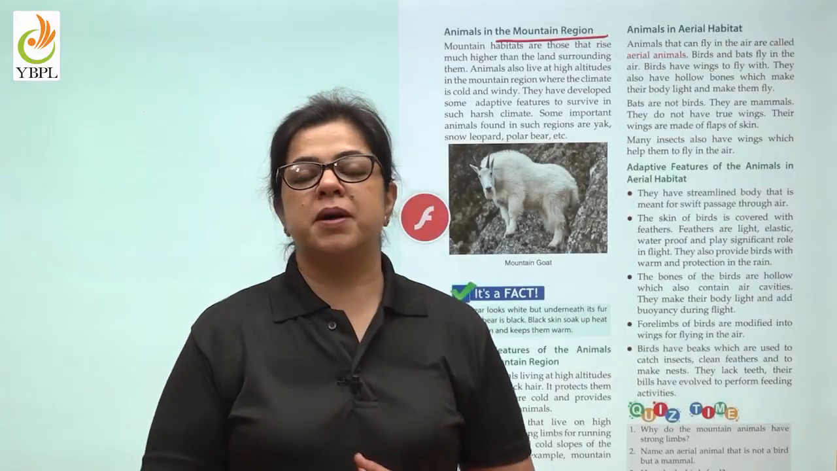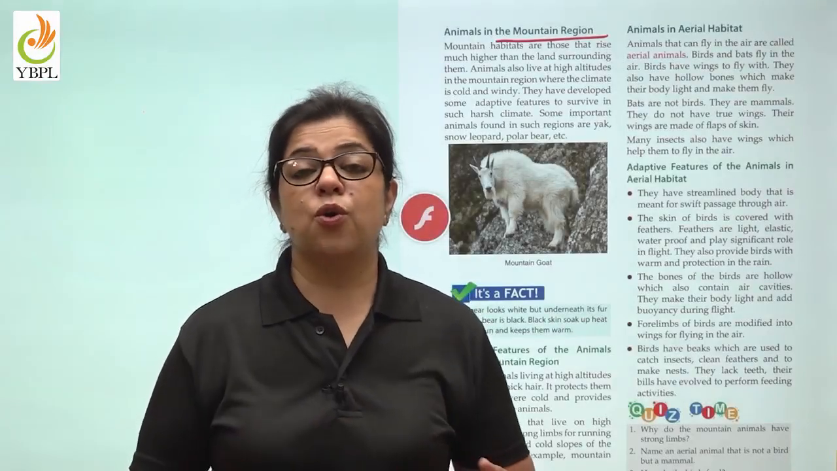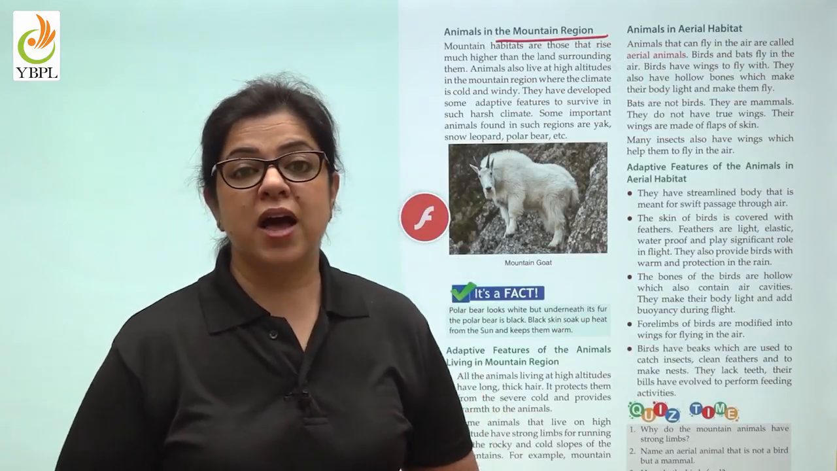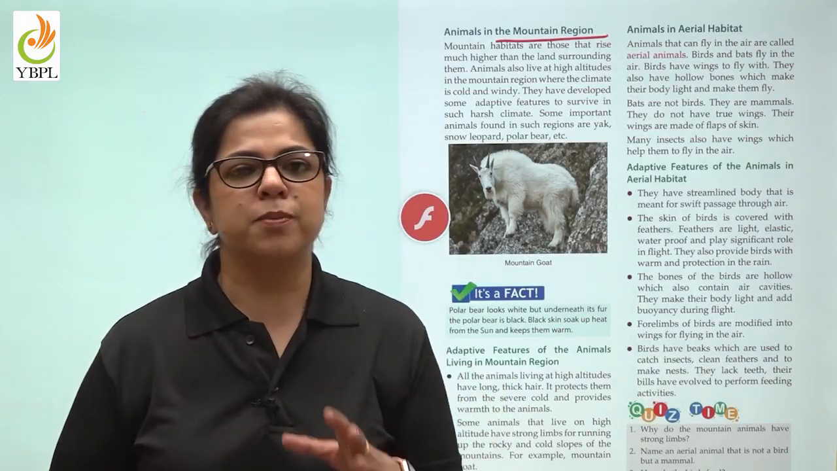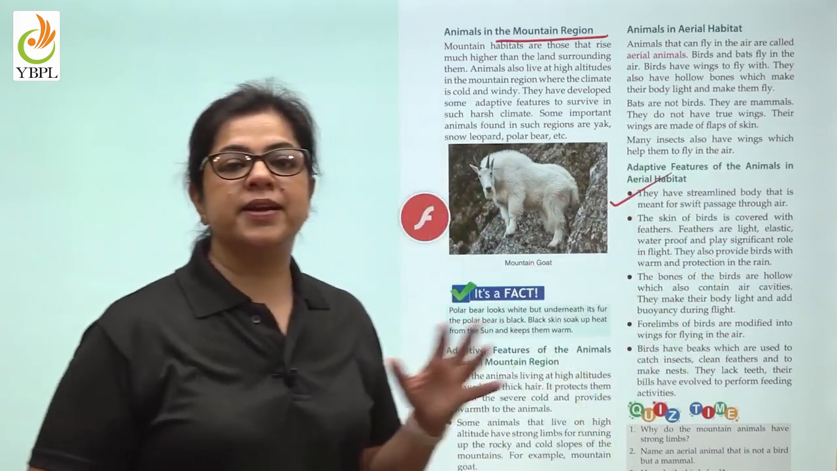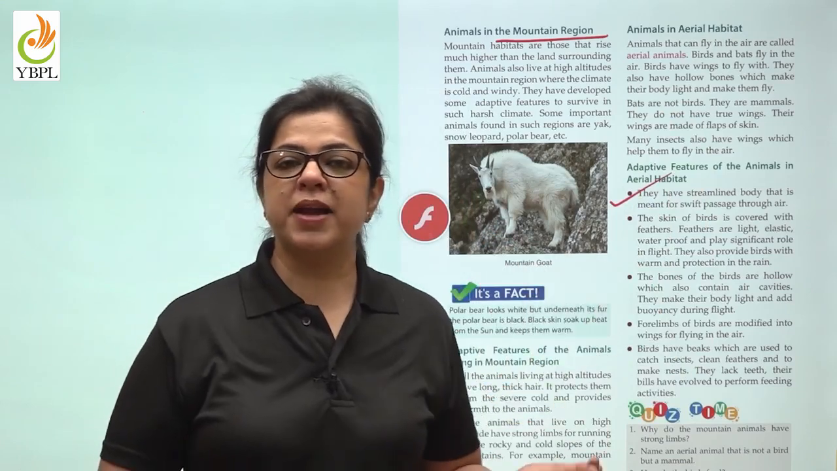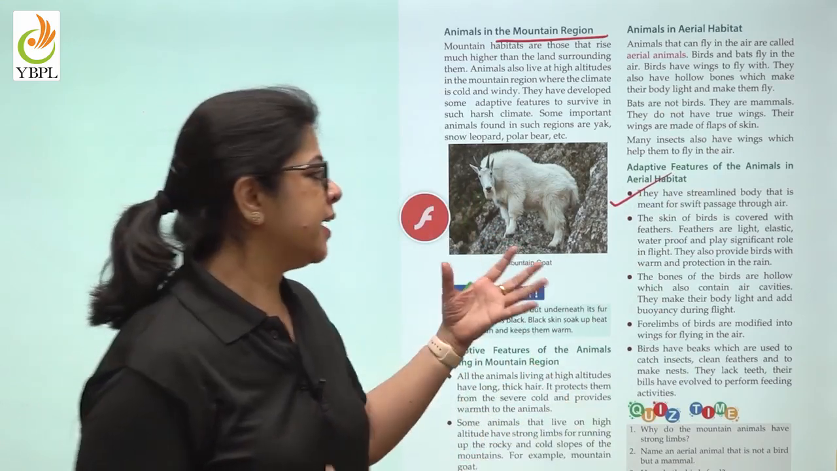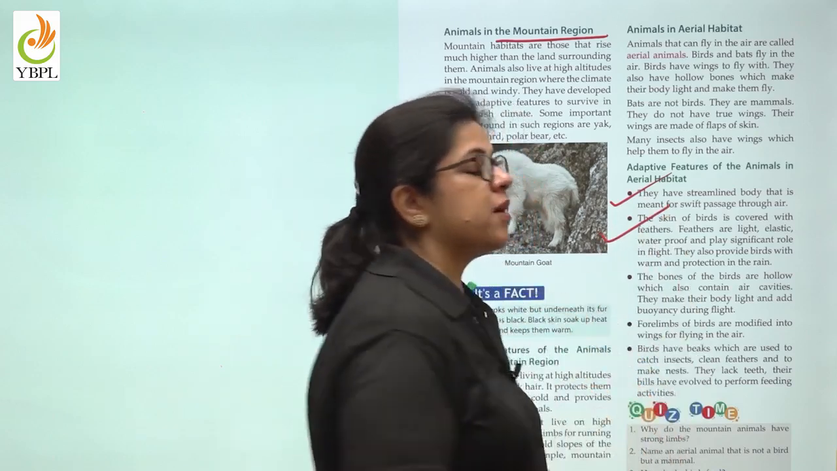Children, let's talk about aerial animals now. So we all know birds are the aerial animals. And how do they fly? Something we have been learning from our junior classes. So we know that just like aquatic animals, they also have a streamlined body, which is broader in the center and thinner at the ends. The skin is covered with feathers.